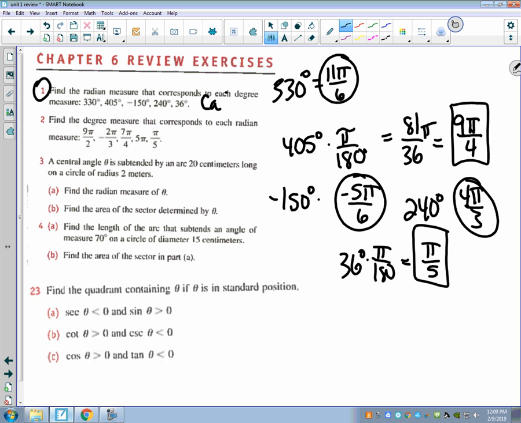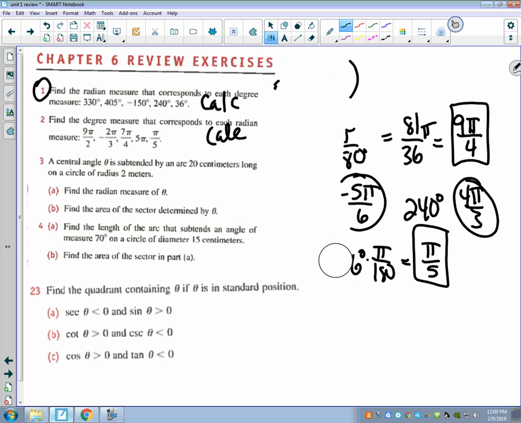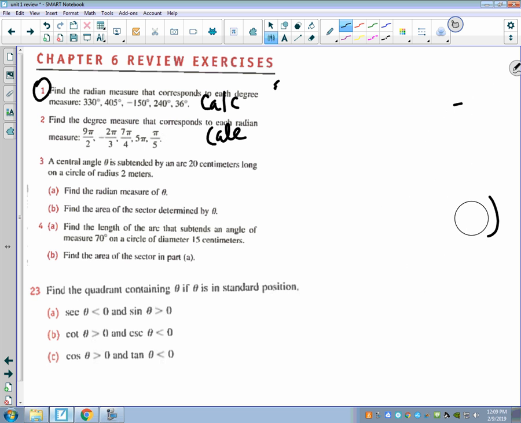I'll even tell you, I think this is on the calculator portion, but you have to give me an exact answer. So you don't have to know how to simplify all this, but leave it in terms of pi. Okay? Goodness, there's a lot of these. All right. I should have done these ahead of time.